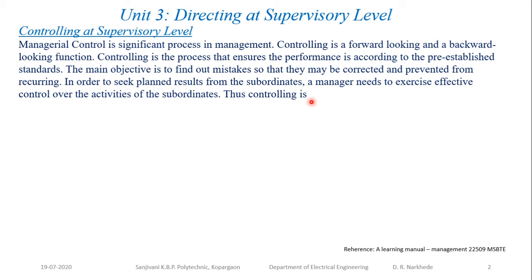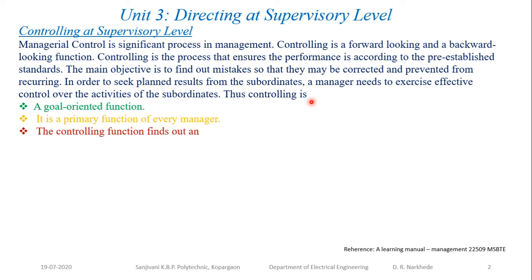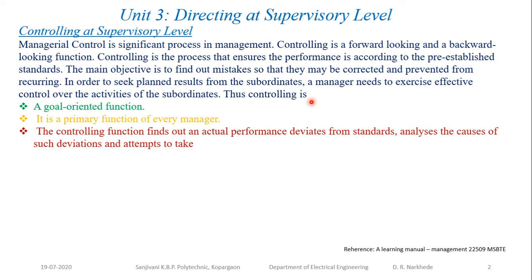What is controlling? Controlling is a goal-oriented function. It is a primary function of every manager, and the controlling function finds out whether the actual performance deviates from standards, analyzes the cause of such deviation and attempts to take corrective action. So basically what are you supposed to do in the controlling function? The controlling function is a goal-oriented function.